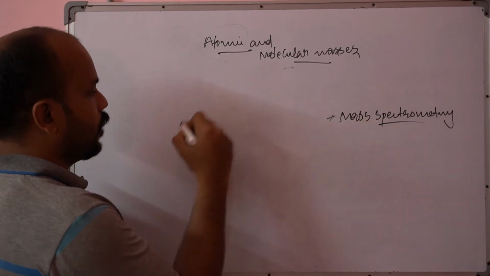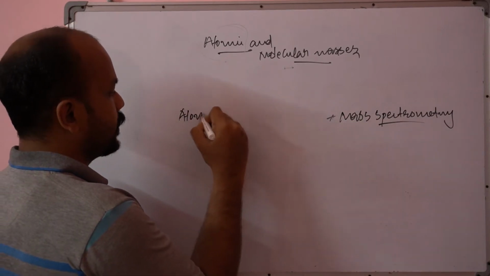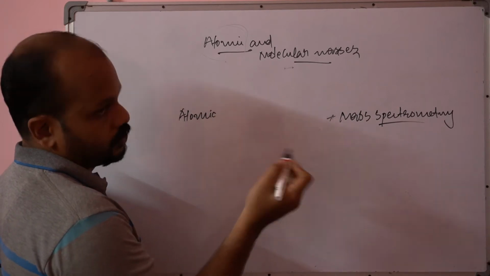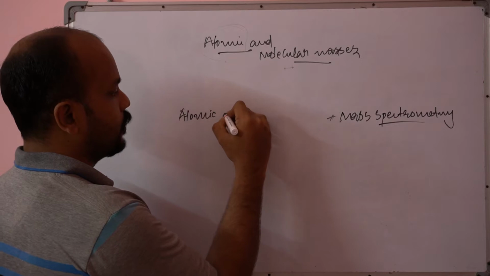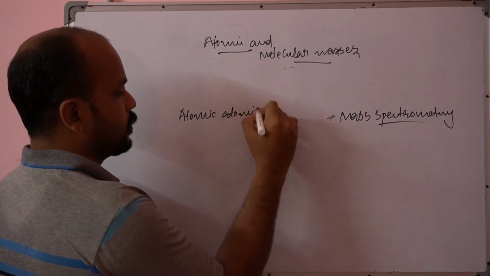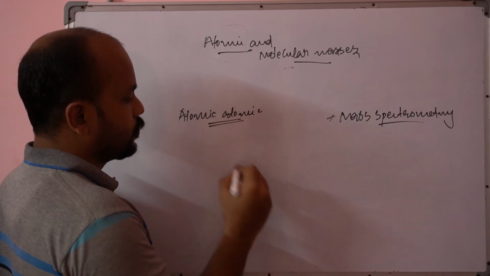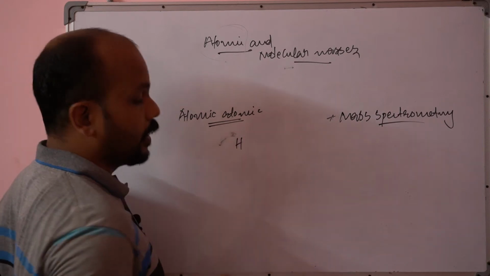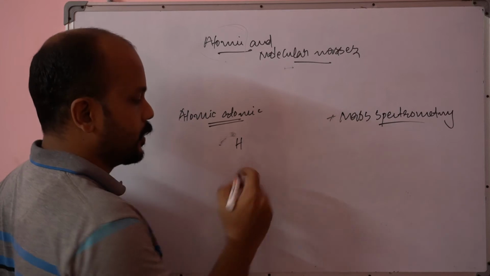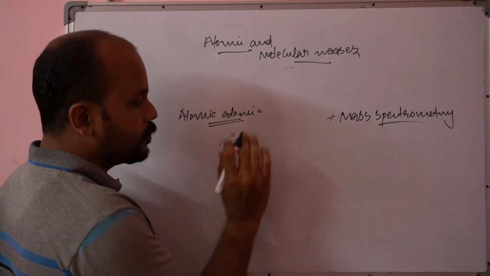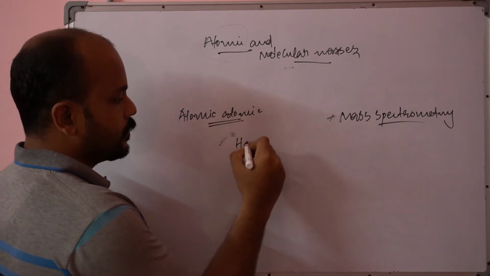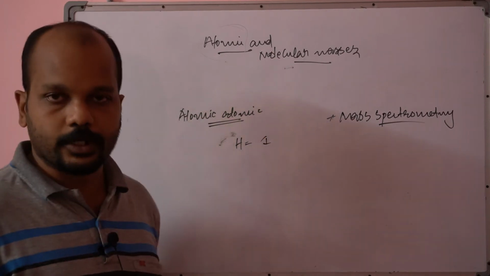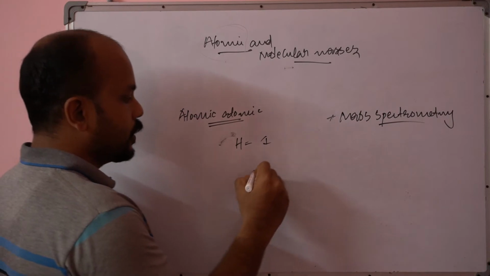So how did the scientists working in the 19th century take the atomic masses? The easy way was to take the simplest atom, the atom having the lowest mass, that is hydrogen. They kept this as the arbitrary reference, and they took the mass of hydrogen as 1.